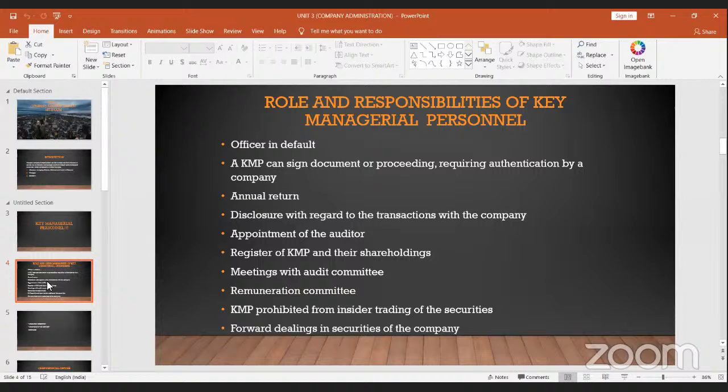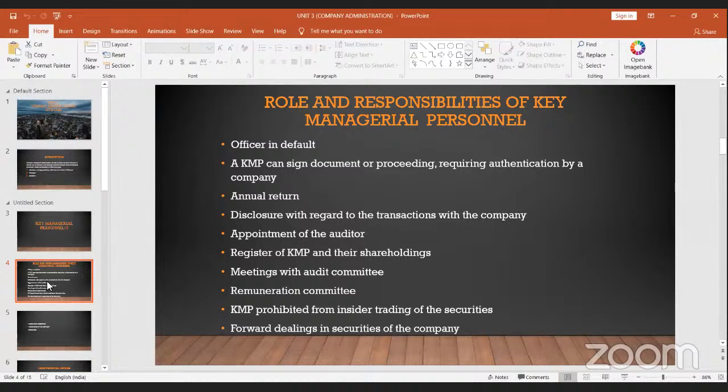Disclosure with regard to transactions with the company. The company is a separate legal entity, so you should be more transparent. You can't say that you will not disclose the information. You have to disclose the information to the public. The public includes the people, the shareholders, and also the government, because you have to pay taxes to the government and you also pay dividends to the shareholders. That's why you have to disclose the transactions, with regard to purchase and sales invoices, employees, and how much remuneration you have paid. Everything you have to disclose to the public.